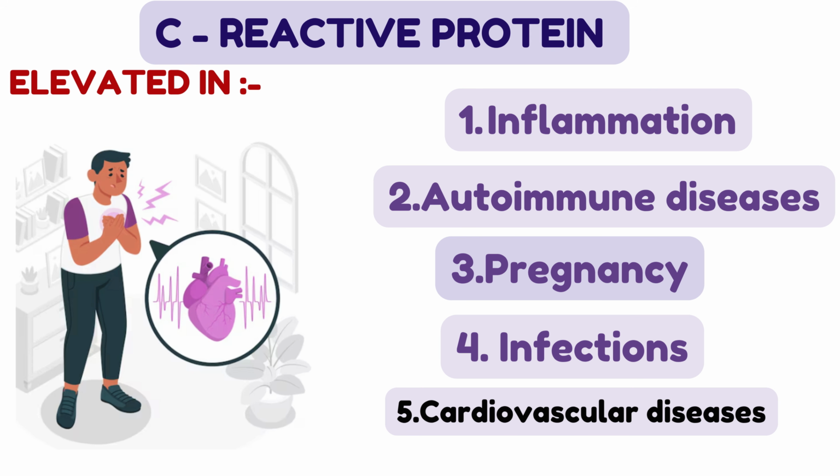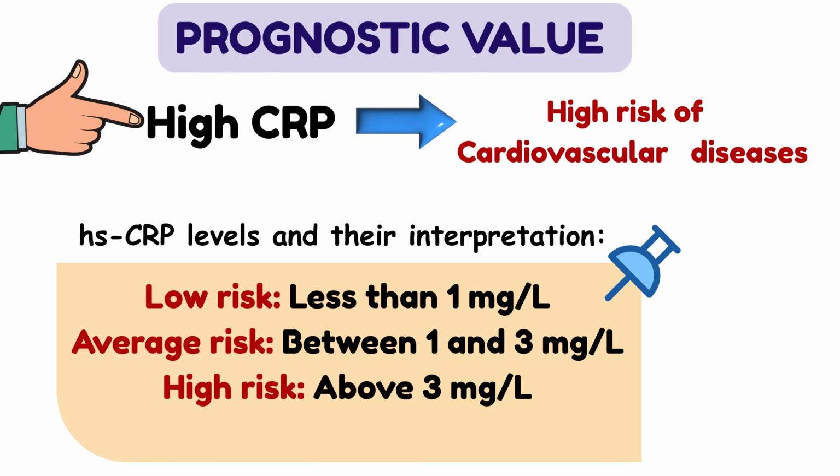CRP has a prognostic value. An increased CRP level indicates more cardiovascular risk. Here are the high sensitivity CRP levels and the interpretations. Less than 1 mg per liter indicates low risk, between 1 and 3 indicates intermediate risk, and more than 3 indicates high risk. However, a high CRP level must always be correlated with medical history, physical examination, other cardiovascular risk factors, and lab results.